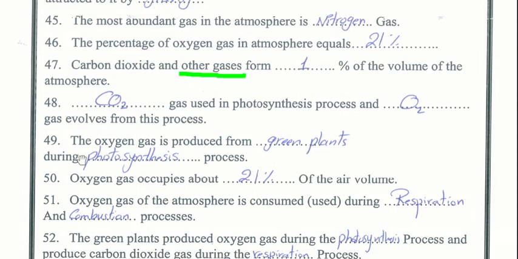Percentage of oxygen gas in atmosphere, 21%. 47. Carbon dioxide gas and other gases. I'm asking here about the carbon dioxide gas and other gases. This is 1%. But if I'm asking about carbon dioxide gas only, the answer will be 0.03%. Gas used in photosynthesis process. CO2, carbon dioxide gas. And gas evolved from this process, oxygen.